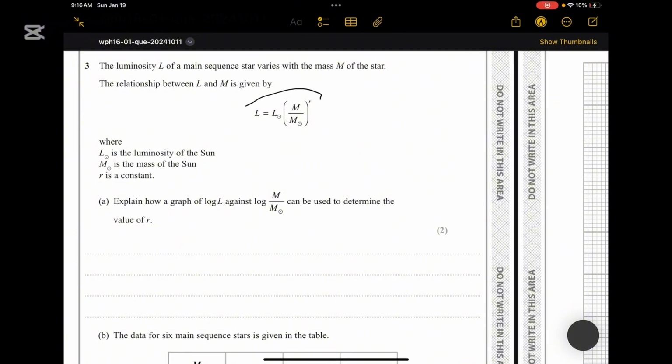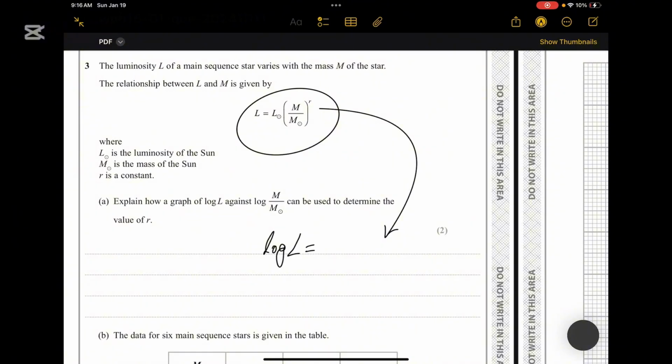So let's take log of this. Here they have written log L is equal to, as there is a multiplication sign between L naught and m divided by m naught, we can add. It will be log L, the multiplication will become positive, and this r will come in the front: r log m divided by m naught. So this is the formula that we have derived using the log.